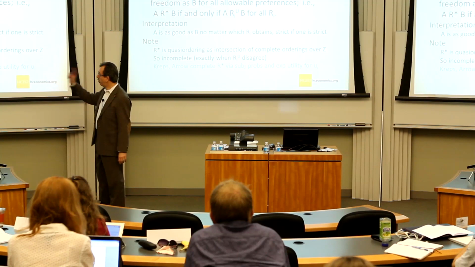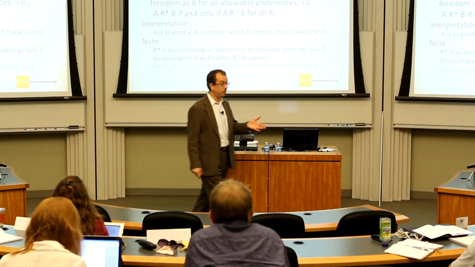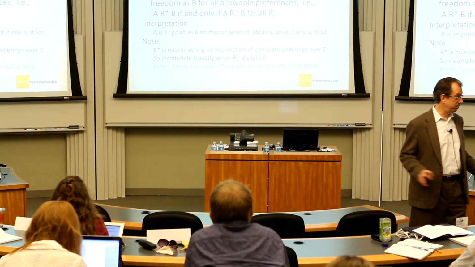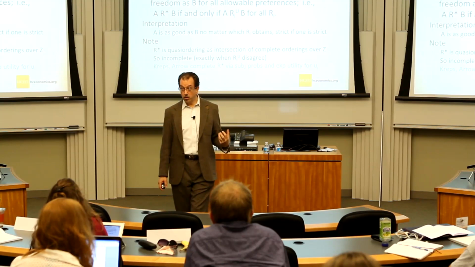Note, this is a quasi-ordering. It's an intersection of complete orderings. Therefore, we know it's a quasi-ordering. It's incomplete. When people disagree, Kreps and Arrow actually go to the next step. As we were talking about probability, suppose you have subjective probability, and you just do an expected utility analysis, and it would be easy. The problem is that where does the probability come from, what utility function, and so on. So we go back one step to get the kind of unanimity or unambiguous ranking. That's what this is all about.